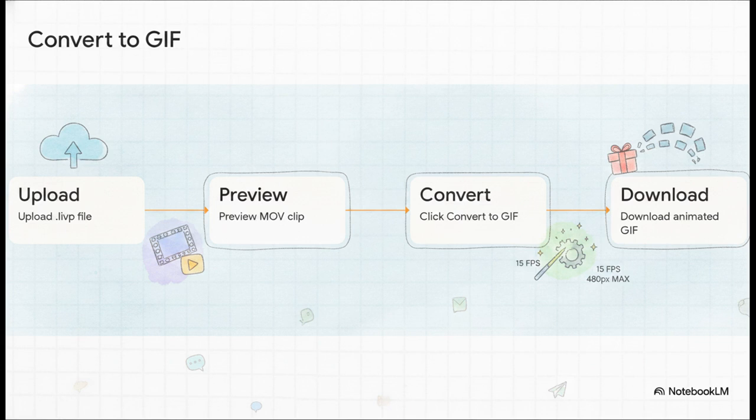RockIMG perfectly optimizes this GIF at 15 frames per second and caps the width at 480 pixels. This creates a file that is smooth enough to look really great, but small enough to send through your messaging apps without turning into compressed pixelated garbage. Then, just download your brand new, universally shareable animated GIF.